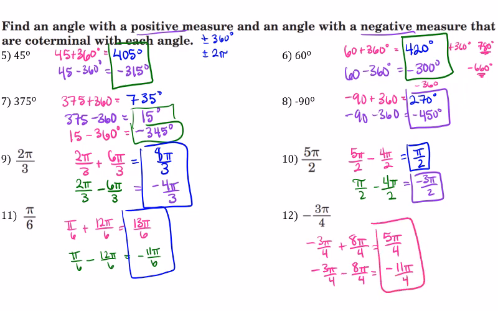All right, and that's how you find coterminal angles. You just add or subtract 2 pi to the initial angle to find a coterminal in radians, or you add or subtract 360 if you're dealing with degrees.